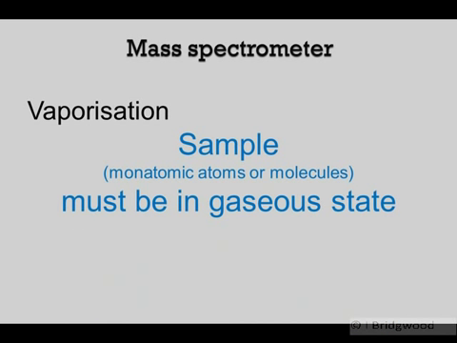So, vaporization to begin with. The sample needs to be in a gaseous state, as I've already said, so it is able to move freely. Generally, the sample can be put into the mass spectrometer as a vapor, or may need to be injected initially into an oven to vaporize it.